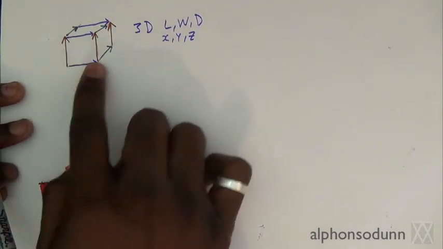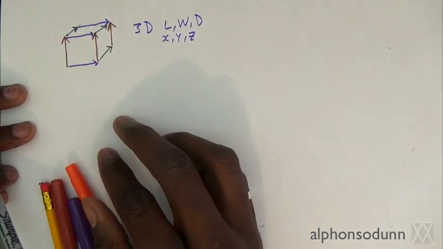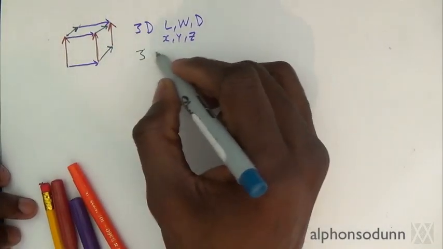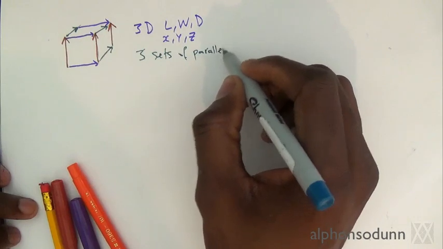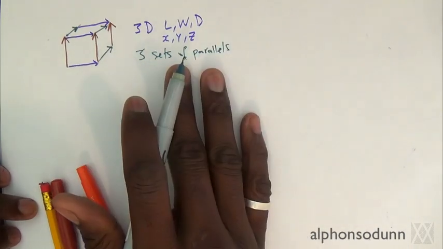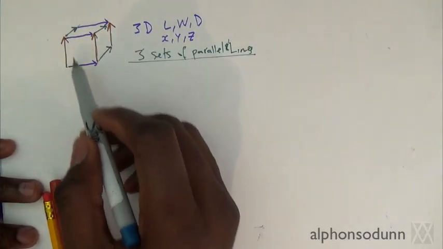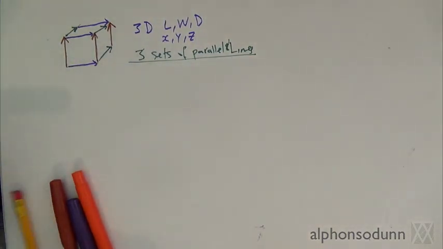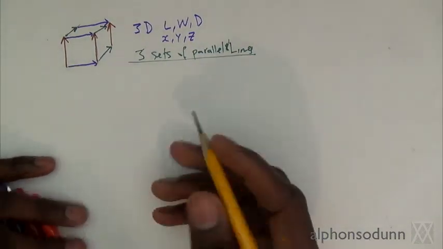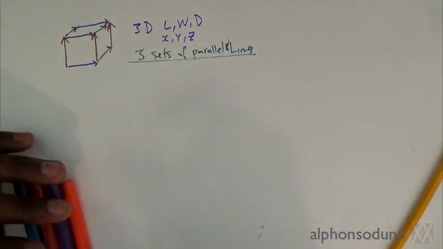Now, this block is not being seen in perspective. Why? Because all three lines are parallel to each other. There are three sets of parallel lines. Not three parallel lines, three sets. Here you're seeing the three basic sets of parallel lines. Now what I'm going to do, I'm going to show you how we get one-point perspective, two-point perspective, three-point perspective, and so on.